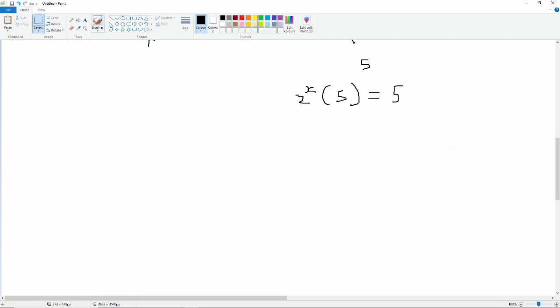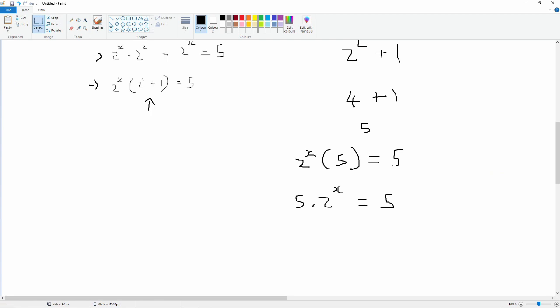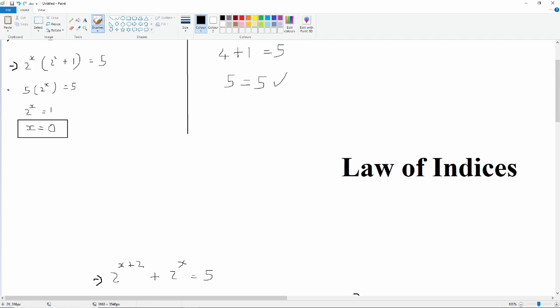Which means 2 to the power x times 5 is equal to 5, so this is the same as 5 times 2 to the power x is equal to 5. And that's basically all I've done here. Right, so that's another line explained. And now we're getting to the really easy stuff now.